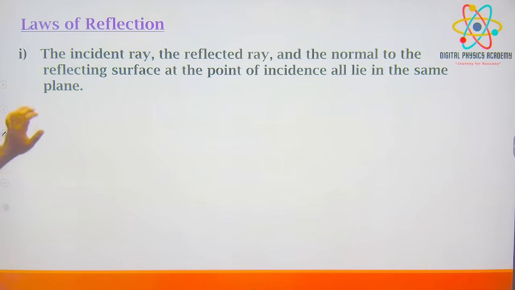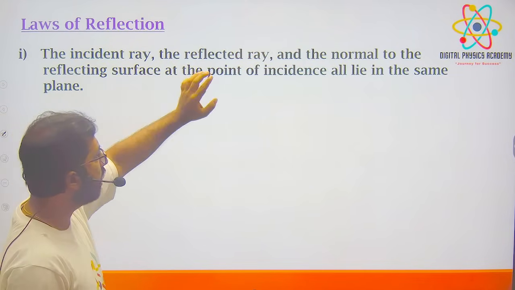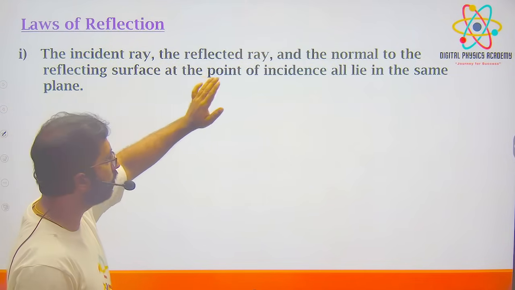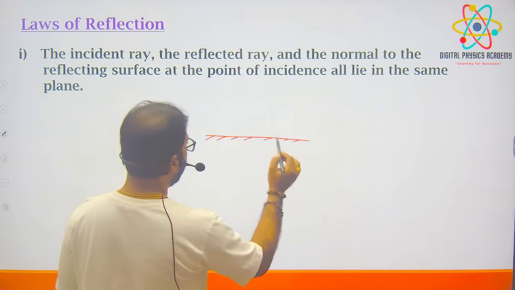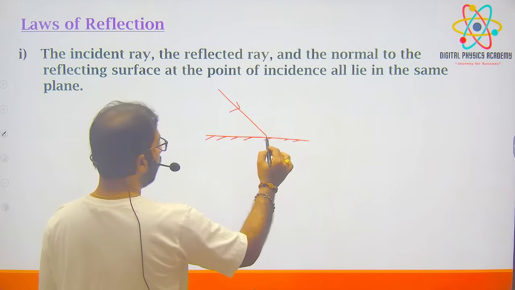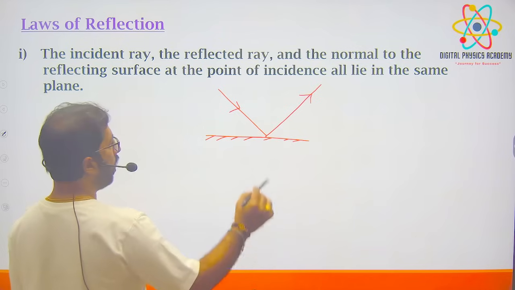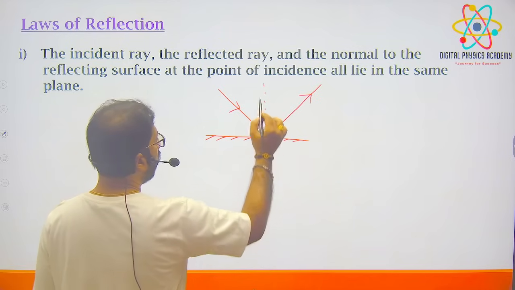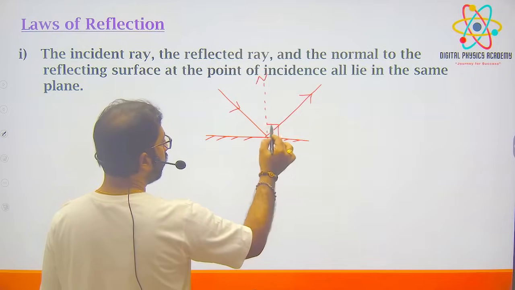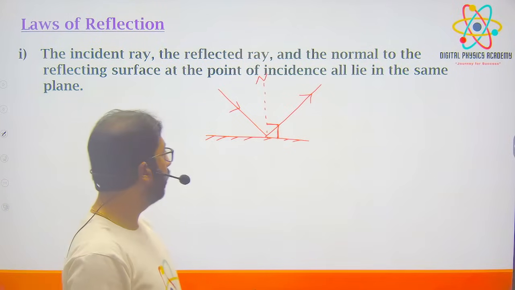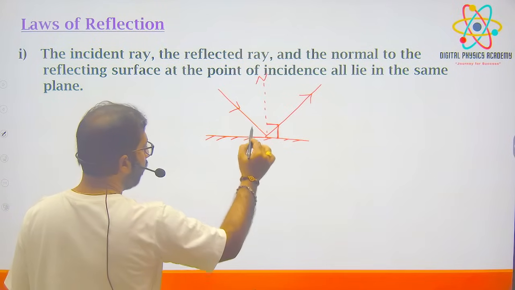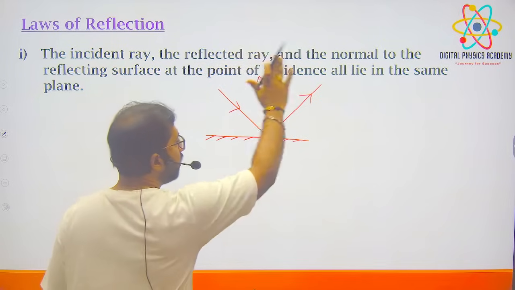Now, laws of reflection. We have two laws of reflection. What are the two laws of reflection? The first one is that the incident ray, reflected ray, and the normal to the reflecting surface at the point of incidence all lie in the same plane. So what is it saying? This is a plane mirror. This is the incident ray. This is the reflected ray. And I am drawing a normal, which is always perpendicular to the surface. What is the normal? An imaginary line perpendicular to the surface is called the normal, right? So the incident ray, reflected ray and normal all lie in the same plane.